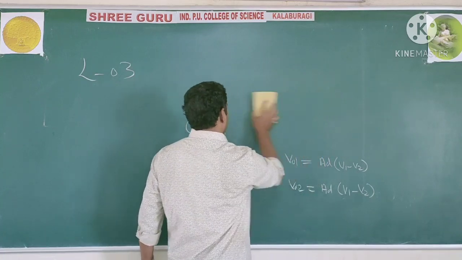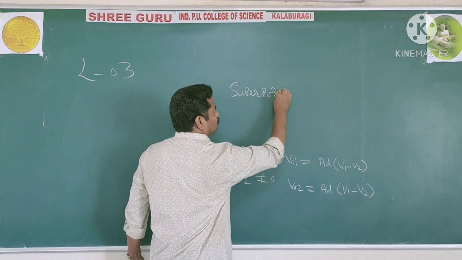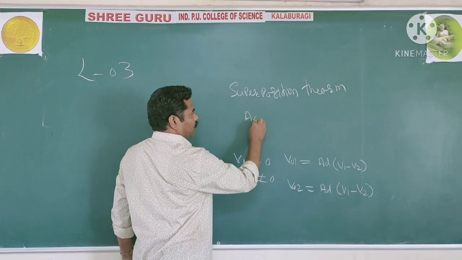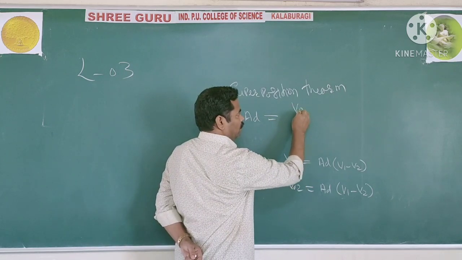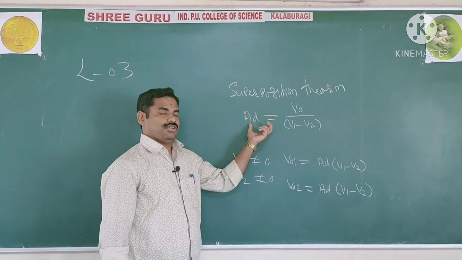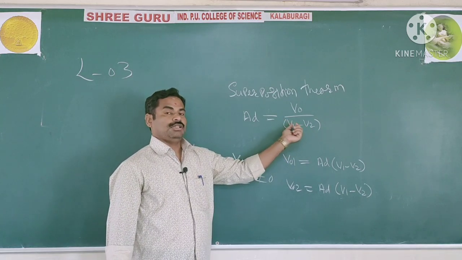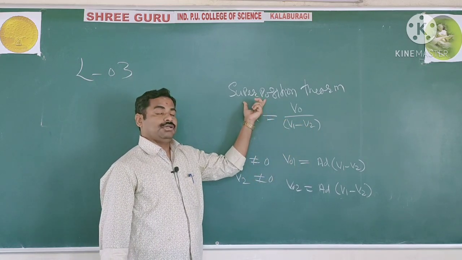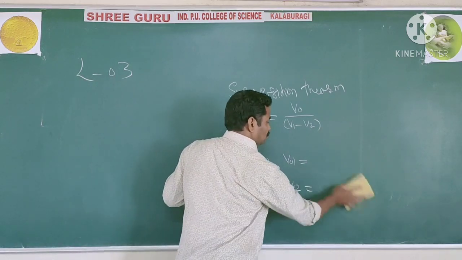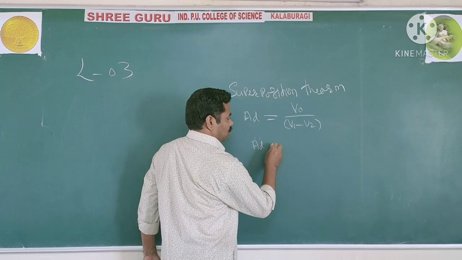By the superposition theorem, what can we write? As you know, the differential gain AD is equal to V0 by V1 minus V2. The important thing is that the differential gain is nothing but the output to the input. But as I said, in your differential amplifier, you are applying the two inputs, V1 minus V2. And if you apply the superposition theorem, practically what you get is AD, nothing but the differential mode gain.